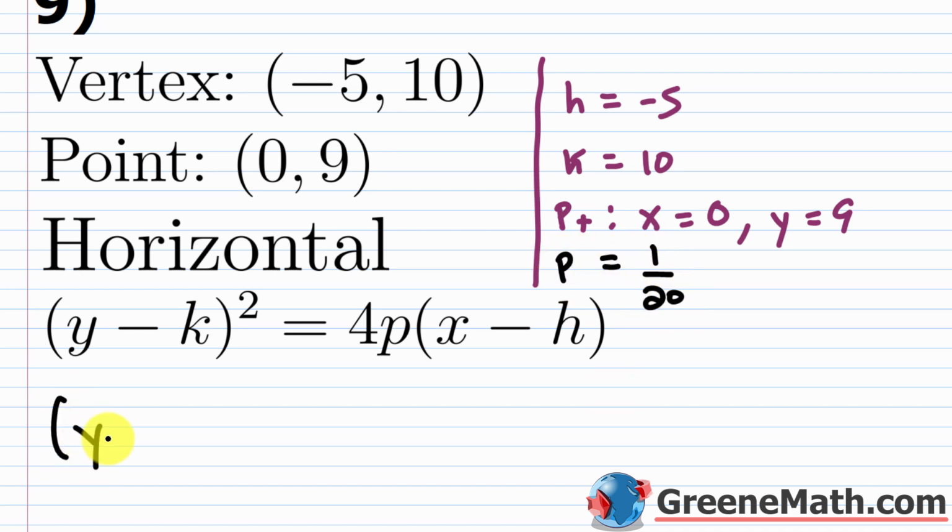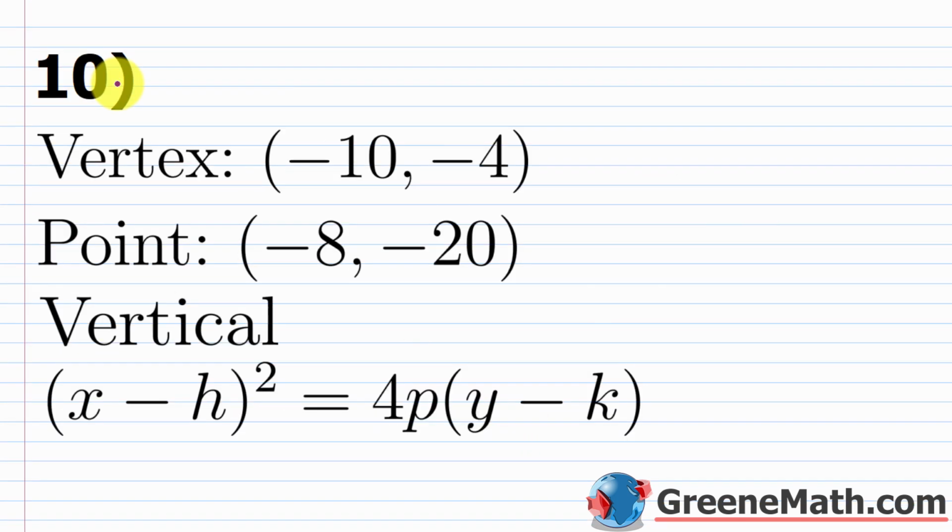So now you can say y minus, again, your k is 10, quantity squared, is equal to 4 times 1 over 20. Again, just plugging that in for p, and we can think about 20 divided by 4 is 5. So this ends up being 1/5 right here. And times the quantity x minus h. h is -5, so plus 5. So that's our equation.